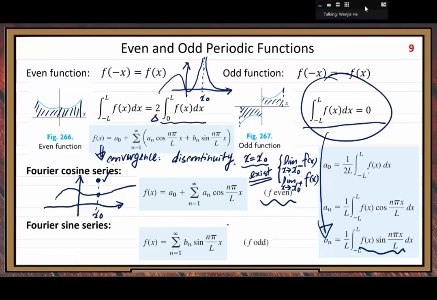Why? Because it can be removed. Let's redefine the function value, not the original value. Let's redefine it as the limit. Define the function value to be the limit, left limit, right limit. So this discontinuity we call removable. Removable discontinuity.